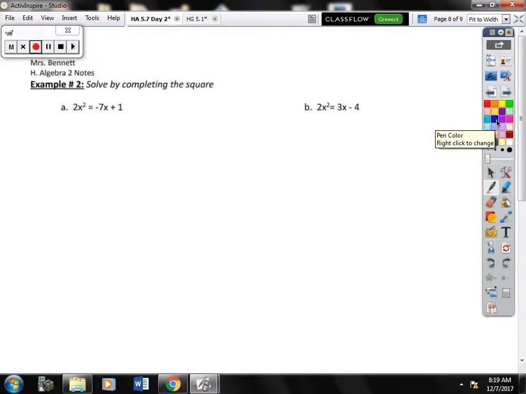Now you do still need to get it in the form ax squared plus bx equals c. And you could do that before or after you divide by a. But some students like to do that first. So let's go ahead and add 7x to both sides. I'm not going to put my plus blank yet because I'm going to have to get rid of the 2. But if you put it, it's in here.